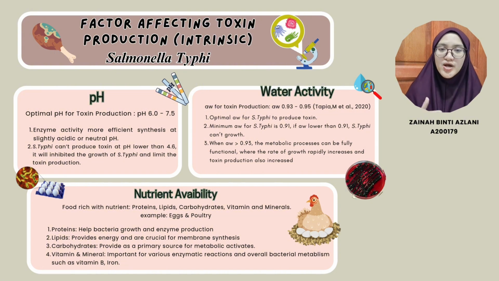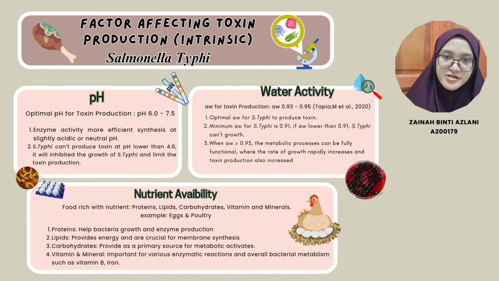Because the pH is too acidic, it will reduce and inhibit the growth rate of the typhii, and the toxin potential will be limited. Next, the factor is water activity, where according to APHA 2020, Salmonella typhii needs 0.93 to 0.95 water activity to produce toxin. This is because Salmonella typhii needs 0.91 water activity to grow. If the water activity is more than 0.93, the metabolic process can be fully functioning, whereas the growth rate of Salmonella typhii will be increased and this makes the toxin production also increase.